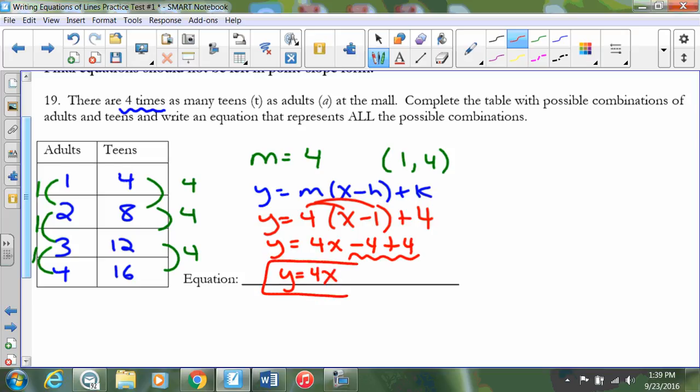Some of you, after you make the table, can go straight to this y equals 4x, and that's okay. We're in a context problem where it makes intuitive sense that that would be our equation. So if you want to do that shortcut and go straight there, if you see a problem like this, be my guest.